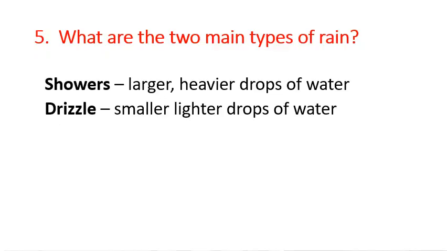So we've got two types of rain. We've got showers and we've got drizzle. Rain showers are big, heavy drops of water. Those are the ones that really make you get wet when you're out there in it. Drizzle is smaller, lighter drops of water.